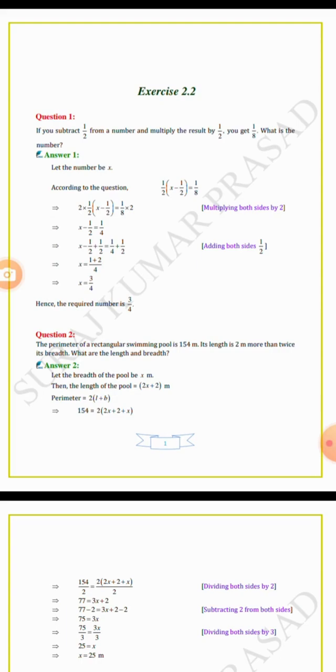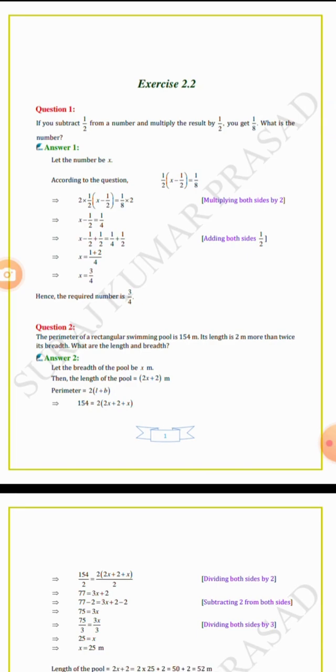Then in the LHS, minus 1/2 plus 1/2 gives 0. So x is equal to 1/4 plus 1/2. In the RHS, we take the LCM of 4 and 2. Then x is equal to (1 plus 2) by 4. Then x is equal to 3/4. Hence the required number is 3/4.